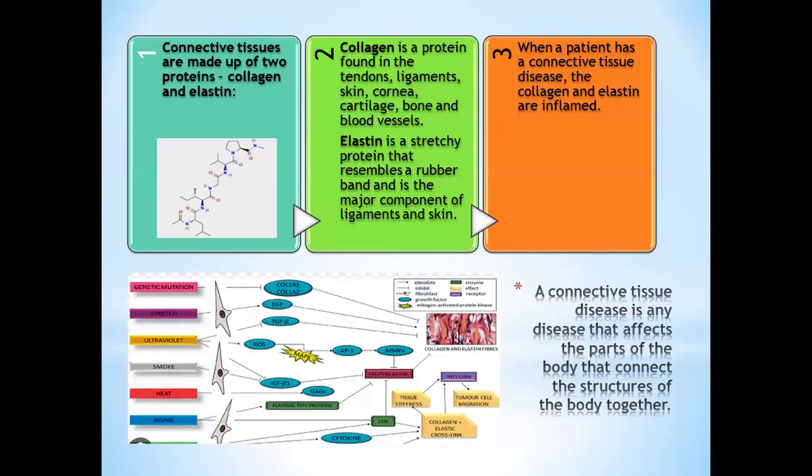Connective tissue is made up of two proteins, collagen and elastin. When a patient has a connective tissue disease, the collagen and elastin are inflamed. Connective tissue disease is any disease that affects the parts of the body that connect the structures of the body together.